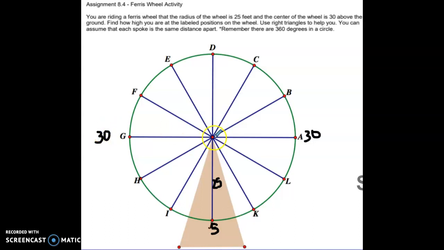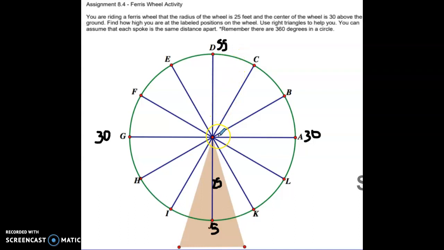Okay, let's do another fairly simple one, D. So if D is the 30 feet off the ground plus another 25, then how far up in the air are you if you are at point D, the very top? Well, 30 plus 25 is 55. So at point D, you are 55 feet above the ground.